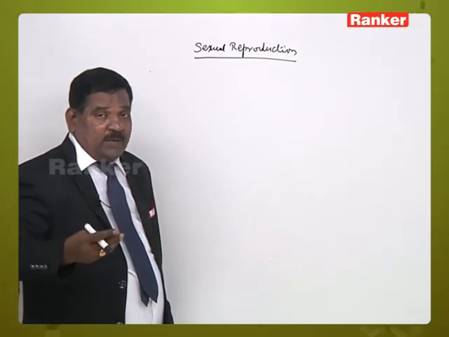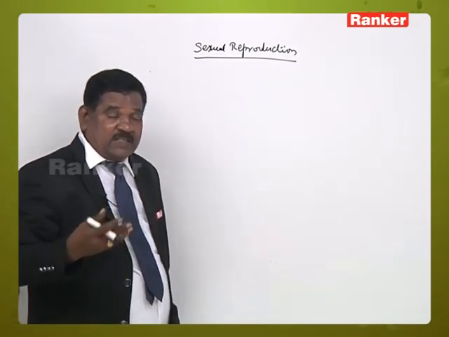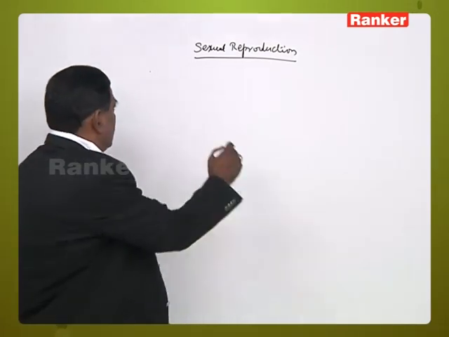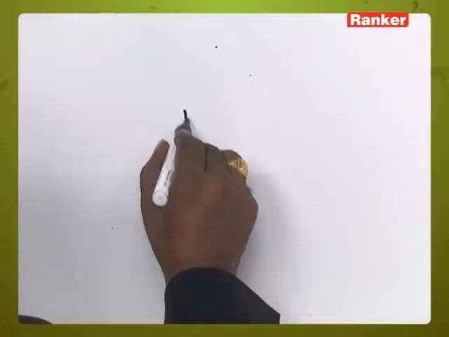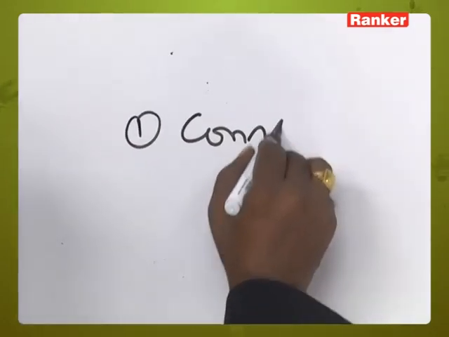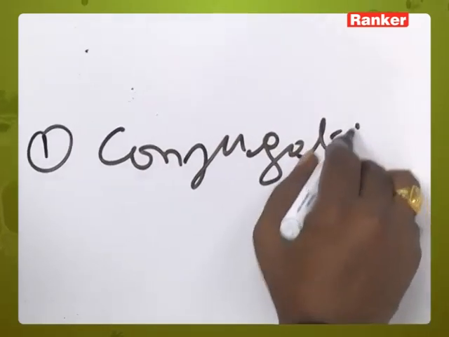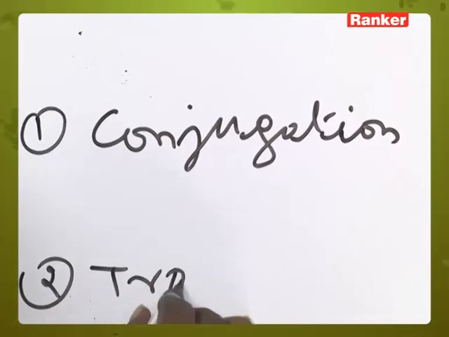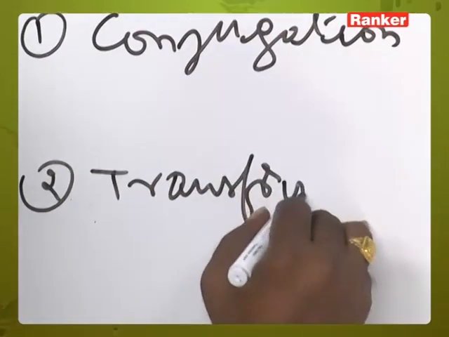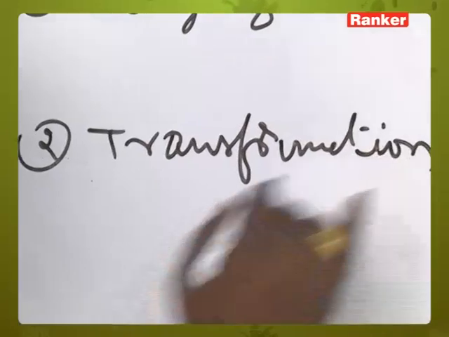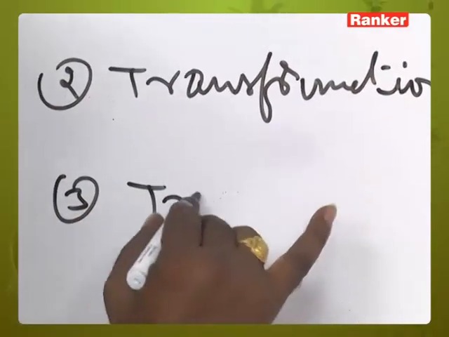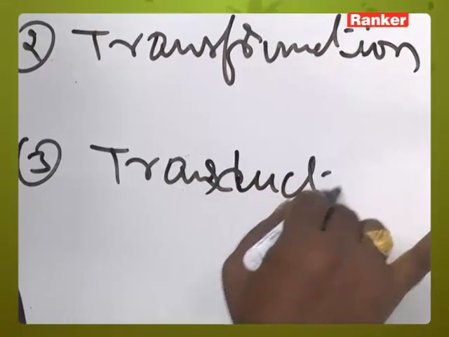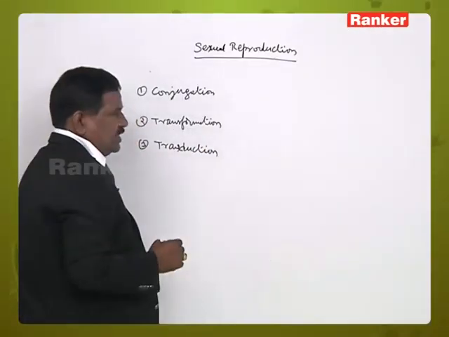How does this genetic recombination occur? How does this genetic material transfer occur? Based on that, sexual reproduction is of three types. One, conjugation. Two, transformation. Three, transduction.